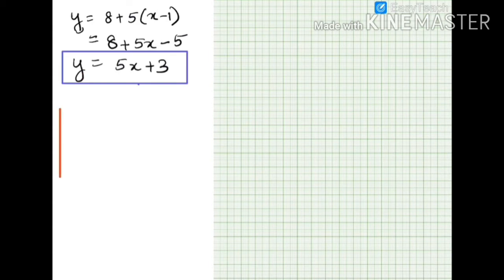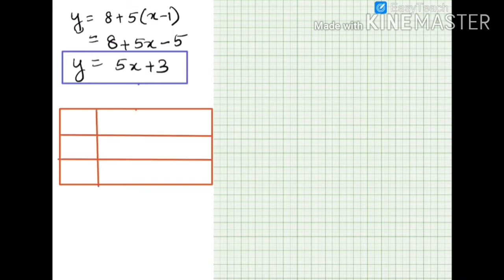So let's draw the table to write down the solutions of this equation. We must find at least 3 points to plot on the graph. Let's take values of x as 3, 4 and 5. So when you substitute x as 3, 3 times 5 is 15, 15 plus 3 is 18. So y will be 18. When you substitute x as 4, 5 into 4 is 20 and 20 plus 3 is 23.